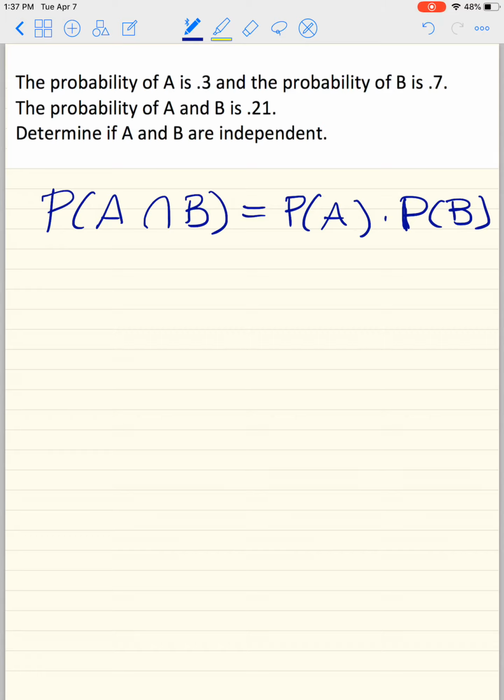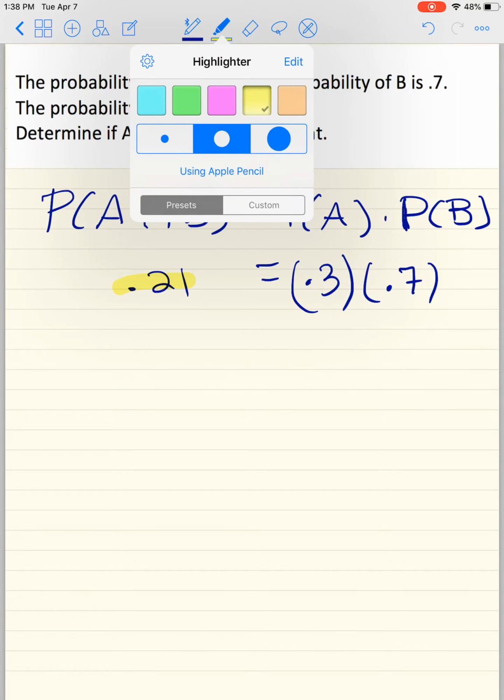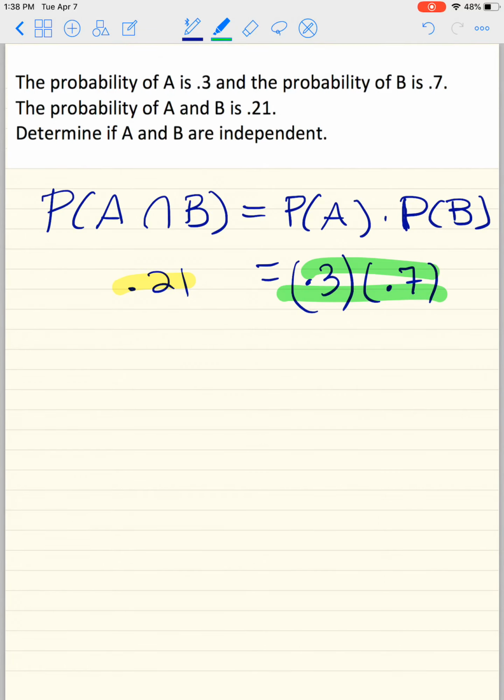So in this problem, I say the probability of A is 0.3 and the probability of B is 0.7. The probability of A and B is 0.21. Now, if these two events are independent, then these two probabilities will be equal. So 0.3 times 0.7 actually is 0.21. And because 0.21 equals 0.21, they're independent.